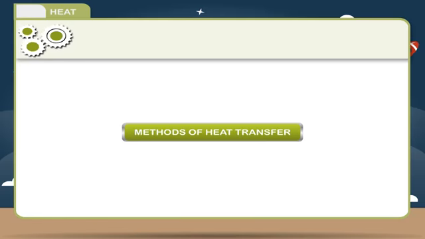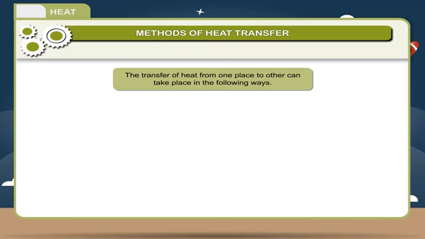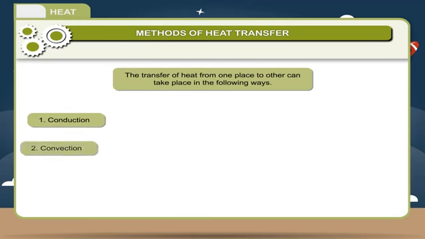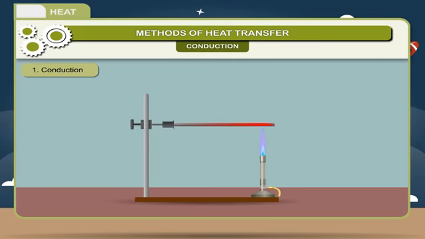Methods of heat transfer. Whenever there is a difference of temperature, heat starts flowing from high temperature to low temperature. Hence, the transfer of heat from one place to other can take place in the following ways. 1. Conduction. 2. Convection. 3. Radiation.